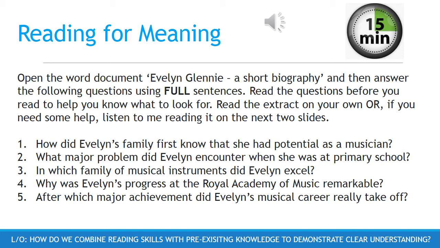So your questions are, number 1, how did Evelyn's family first know that she had potential as a musician? Number 2, what major problem did Evelyn encounter when she was at primary school? Number 3, in which family of musical instruments did Evelyn excel? And excel means to do exceptionally well in. Number 4, why was Evelyn's progress at the Royal Academy of Music remarkable? And number 5, after which major achievement did Evelyn's musical career really take off?